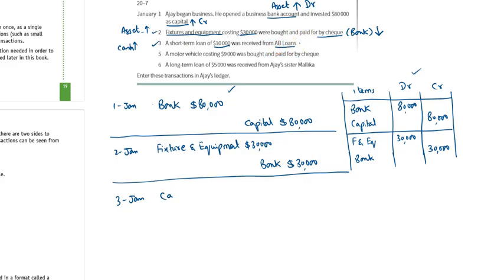So business cash will increase by 10,000. Cash is an asset, an increase in asset. Cash is an asset, so increase in asset will be debit. So we will debit the cash account, and loan is the payables.